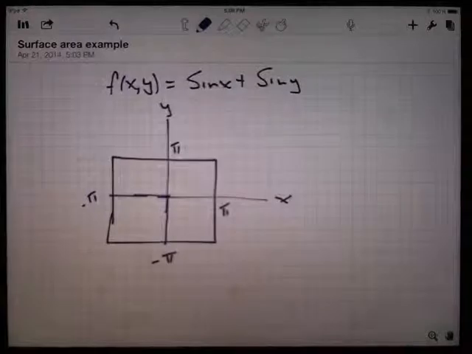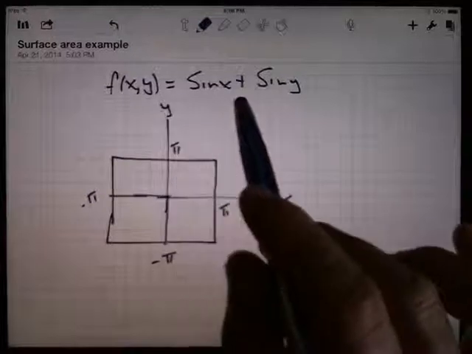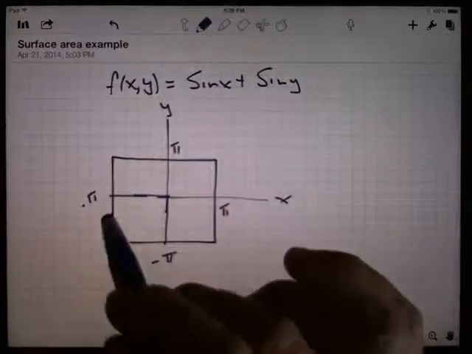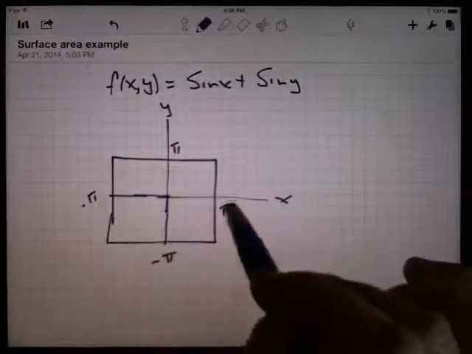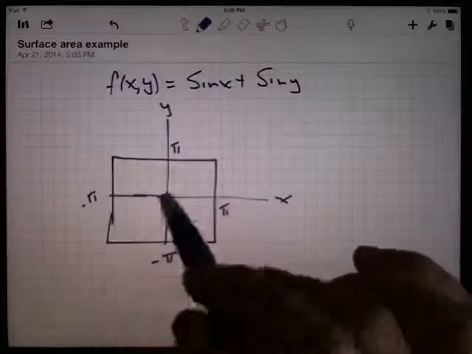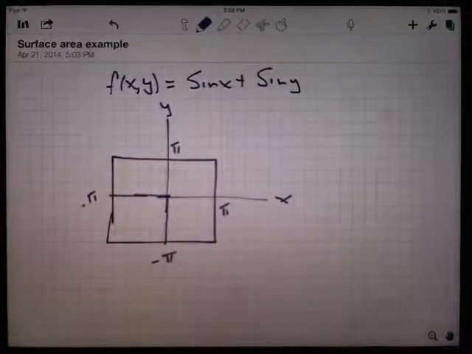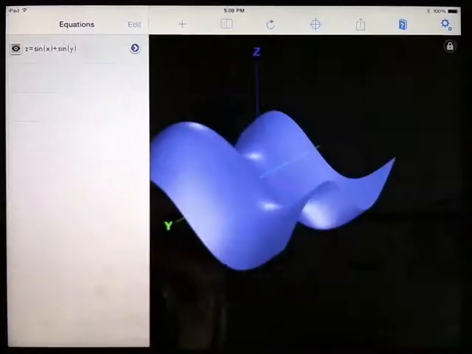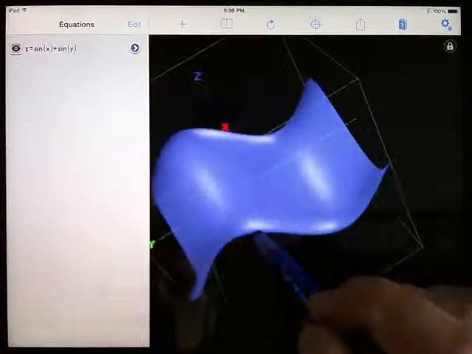Okay, I want to do one example of a surface area calculation for you. This is one of my favorite functions, sine x plus sine y. I'm going to look at the region from minus pi to pi, both in the x and y direction. I have the graph of it here.